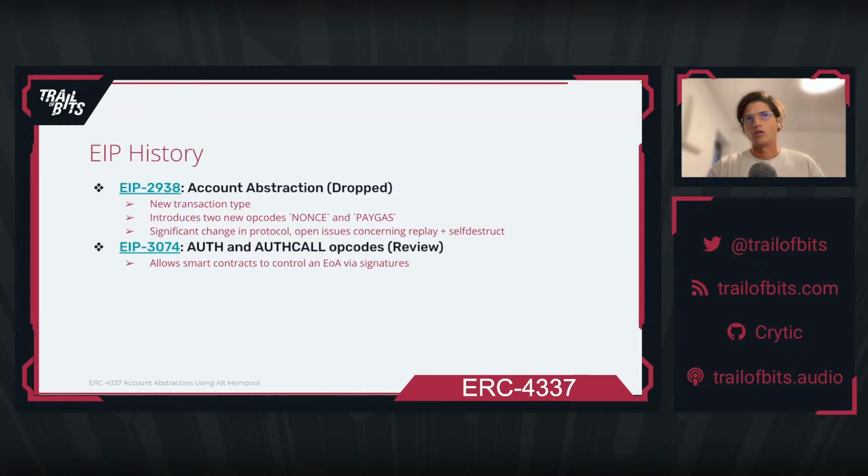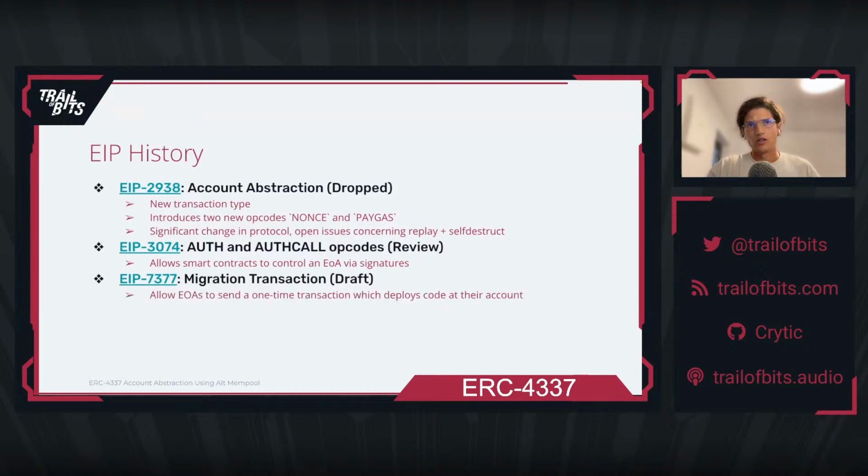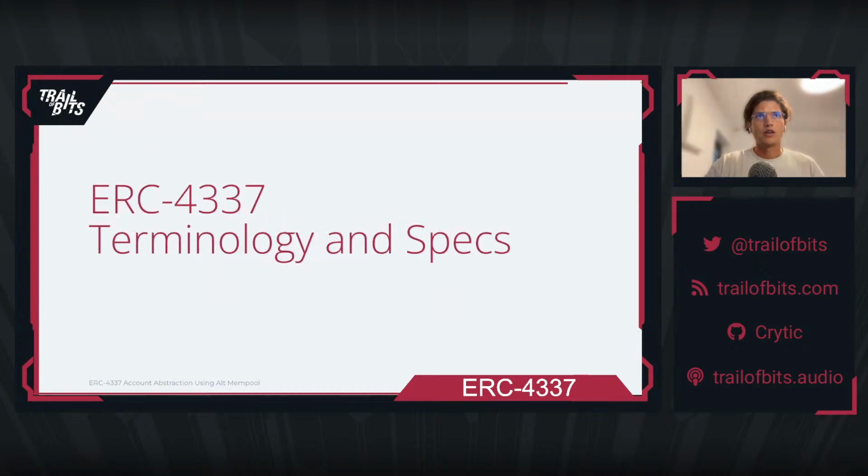And it doesn't allow for things like social recovery or alternative signature schemes, and it builds on top of using these existing ECDSA signature schemes. We have also EIP 7377, which just got announced recently, I believe, a migration transaction, which allows EOAs to send a one-time transaction to deploy code at their account, which is currently in a draft stage.